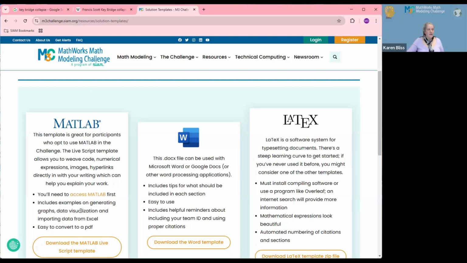There are 37 awards. I think only 3 of them are technical computing awards. So if you want to use MATLAB, you're welcome to, and there's a template for that. There's a Word document. This one's probably the easiest one to use, so it's the one I would most recommend. And it also has really nice tips built in about what should belong in each section.